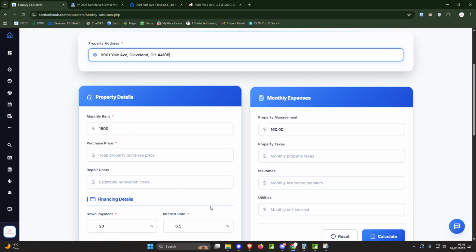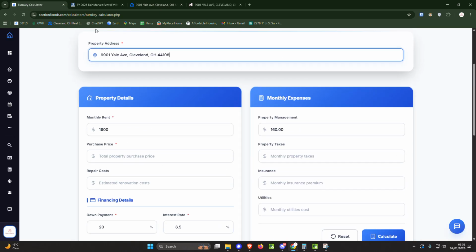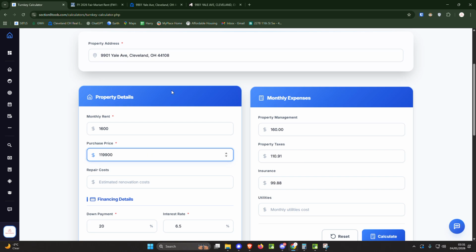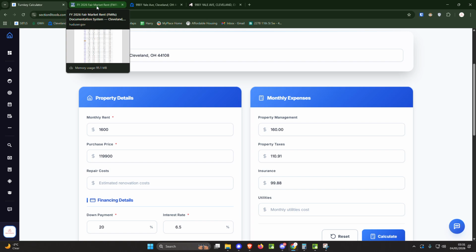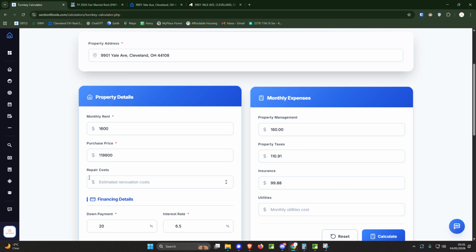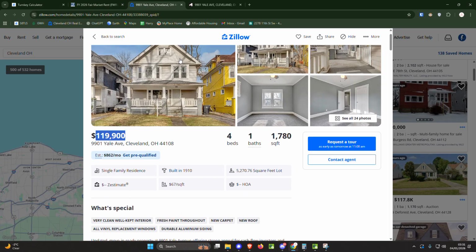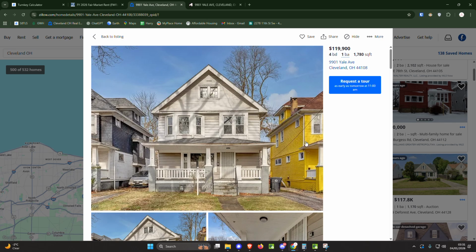Just to let you know as well, 1.6K for a 120K house isn't bad as long as you're actually getting paid that. So as long as the going rent in that area is actually that, then I would be pretty happy if I was you guys. So, repair costs. This house does look very turnkey, but here's the thing, right? You don't want to make any repairs yourself. You want the seller to make all the repairs.